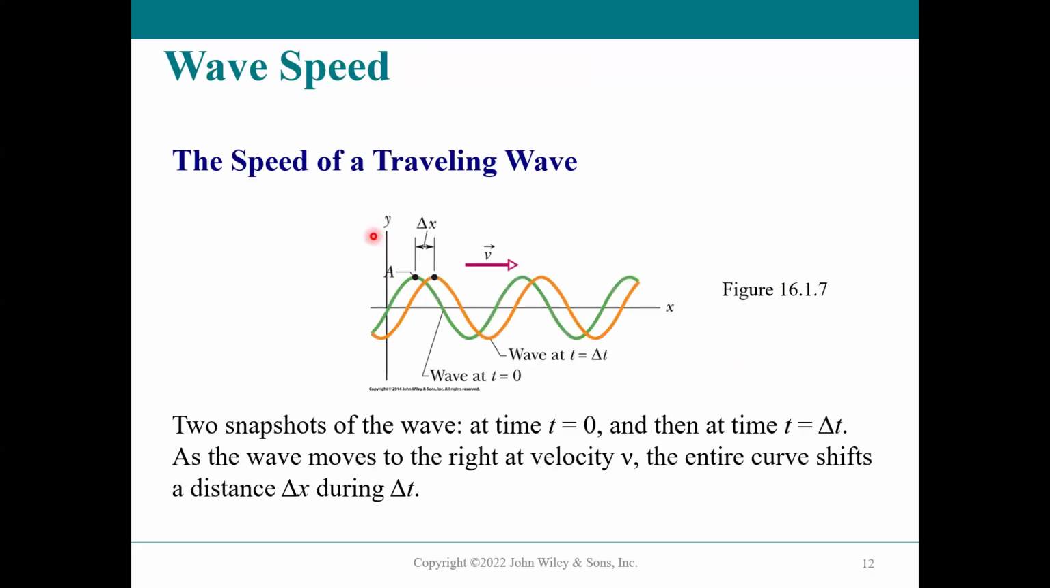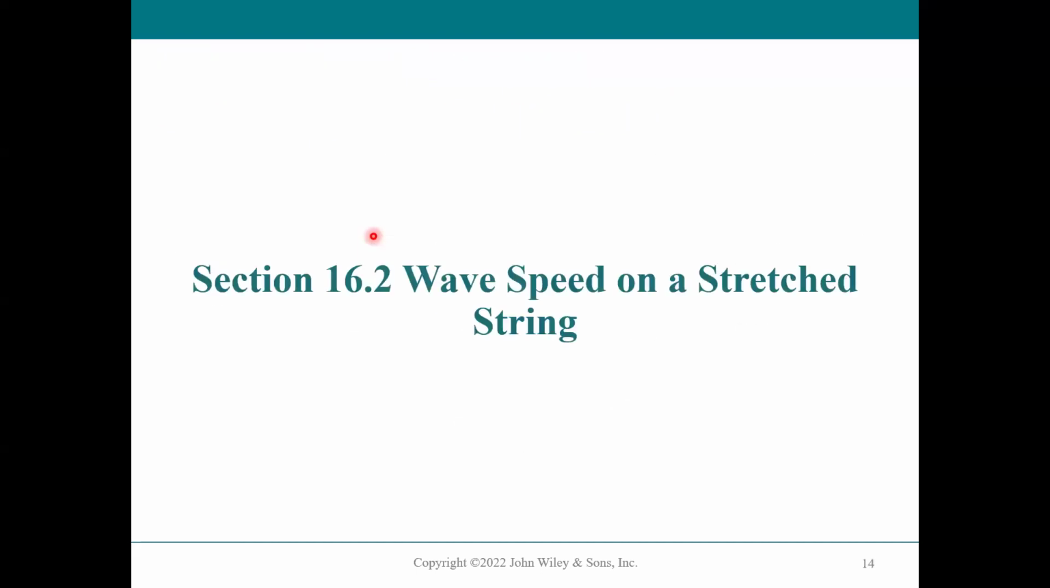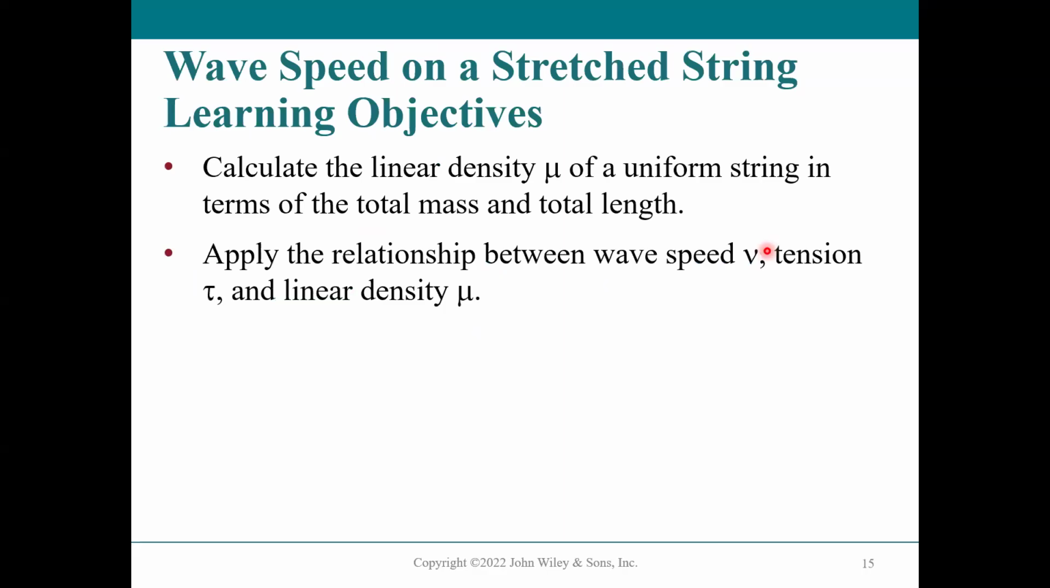Okay, basically this is for a transverse wave. And then for a string, the wave speed on a stretched string. For example, if we play a string like a guitar, or a violin maybe, or other musical instruments. The learning objectives are: calculate the linear density mu of a uniform string in terms of its total mass and total length, and find the relationship between wave speed, tension tau, and linear density mu.